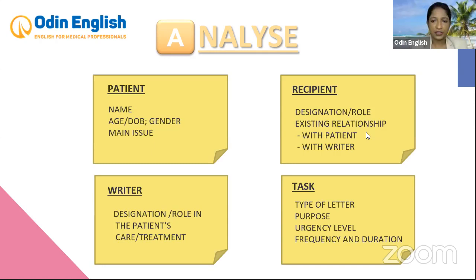Now the next 2 things are writer and task. So what are the things that you should look for in the writer? Yes, you are the person who is going to write the letter, but you will be keeping your individuality away. You are writing as that nurse or that doctor or any other healthcare professional who was taking care of this patient until now. So you have to identify what was your role in the patient's care or patient's treatment till now.